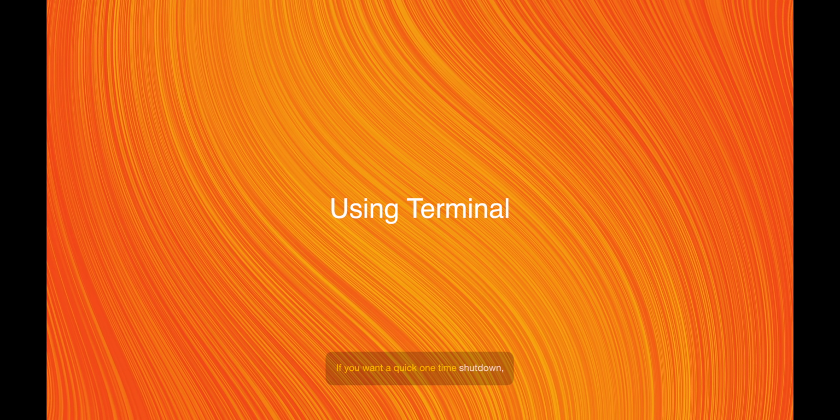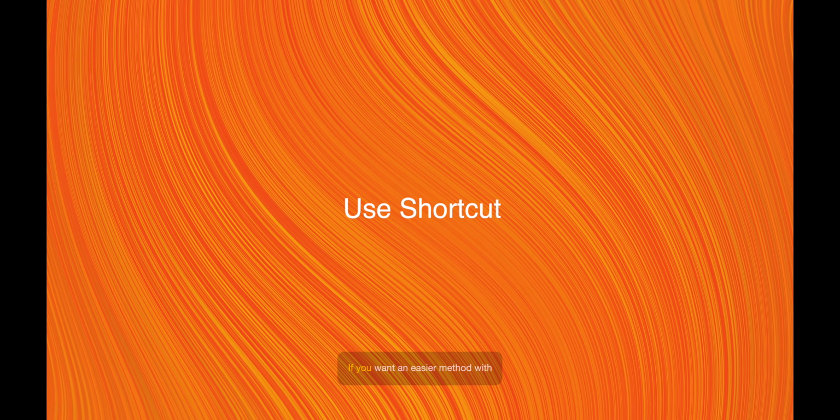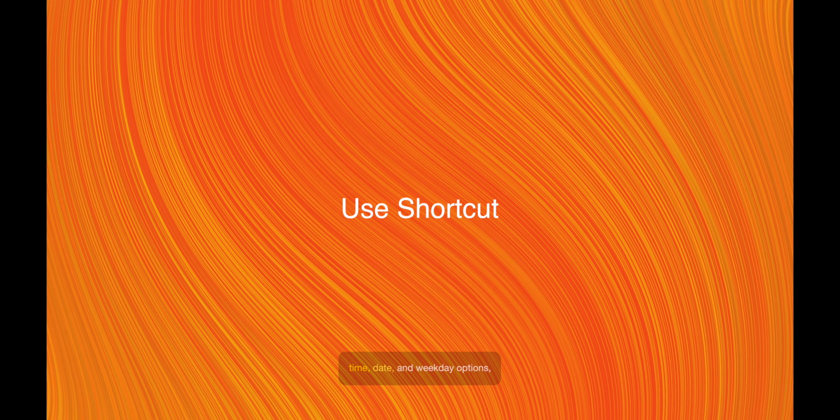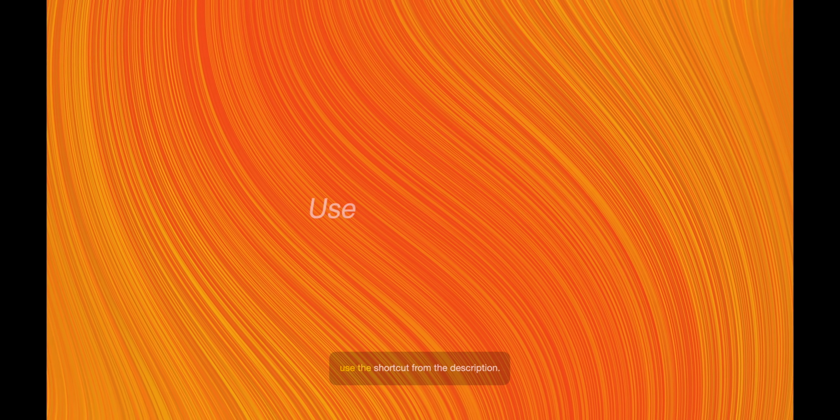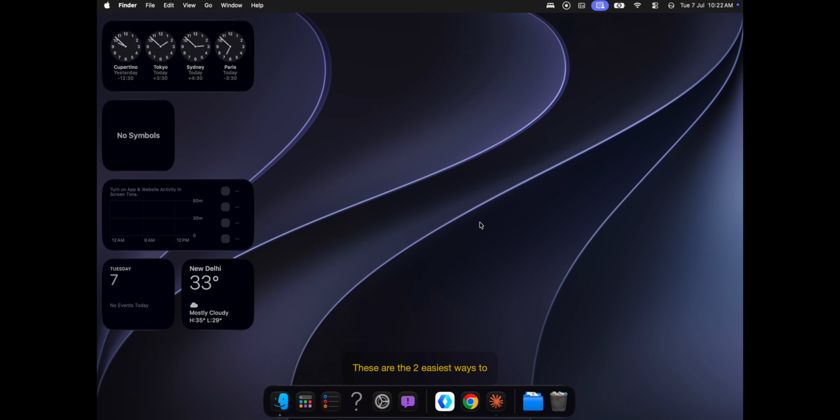So, quick recap. If you want a quick one-time shutdown, open terminal and use the shutdown command. If you want an easier method with time, date, and weekday options, use the shortcut from the description. These are the two easiest ways to automatically schedule a shutdown on your Mac.